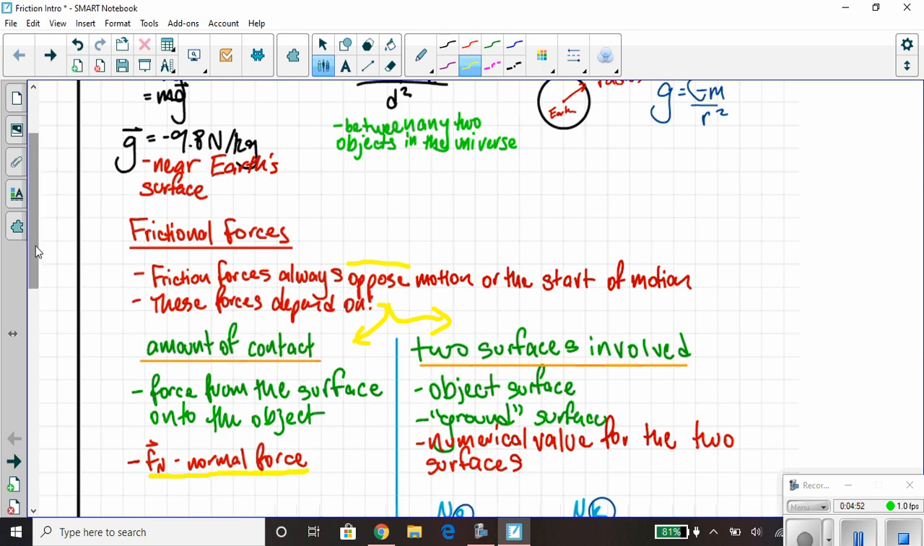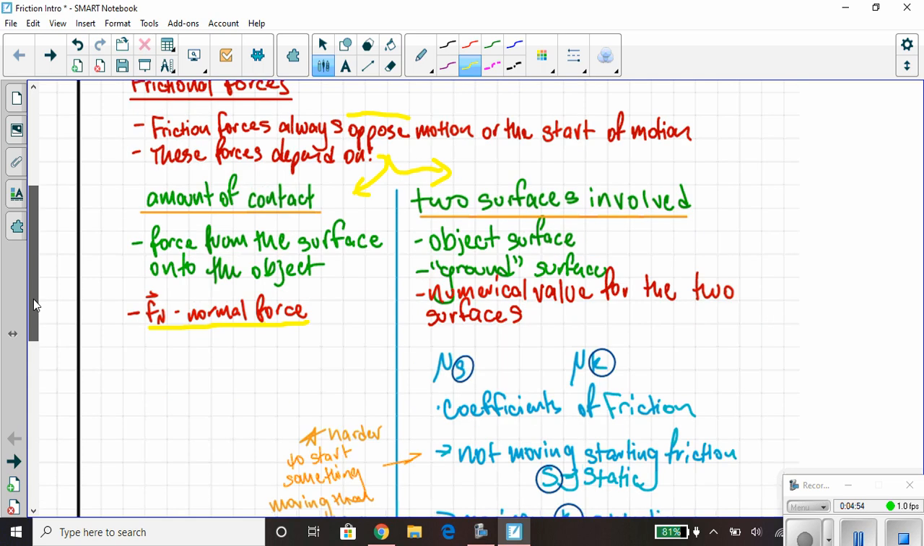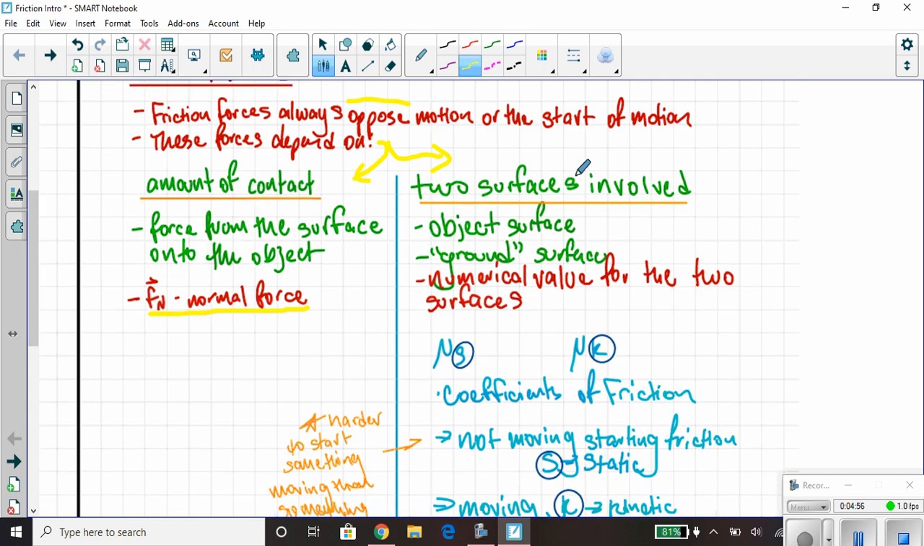The other thing that decides how much friction there is: what are the two surfaces involved? Do you have a wooden box being pushed along a wooden floor? Or do you have a wooden box being pushed along ice? Or do you have a plastic box being pushed along ice? For all of these, we have to think about what the surfaces involved are when I'm trying to push an object, when I'm trying to keep it moving or get it moving.